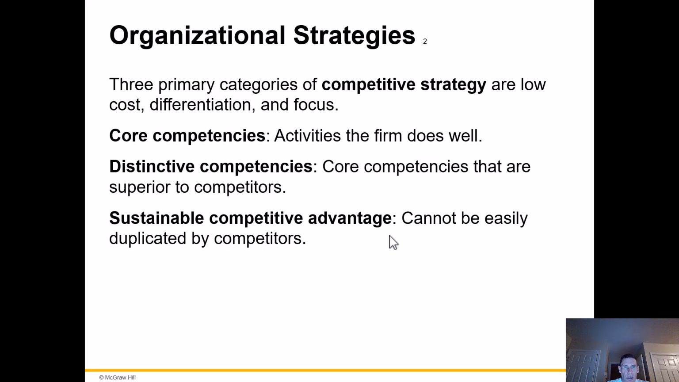The company's core competencies are the activities the firm does well. The distinctive competencies are core competencies that are superior to competitors. And then sustainable competitive advantages are things that cannot be easily duplicated by competitors. Maybe they're very expensive, or the firm just has some sort of natural or regional monopoly on something.